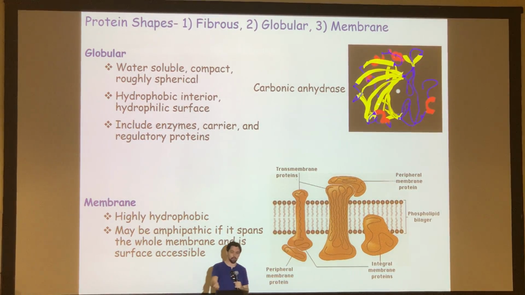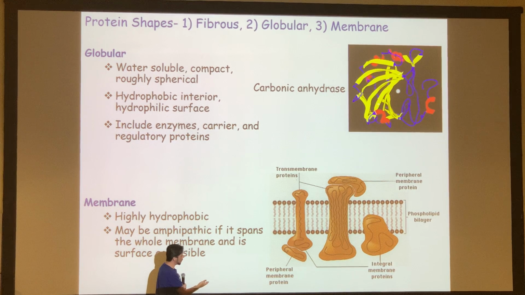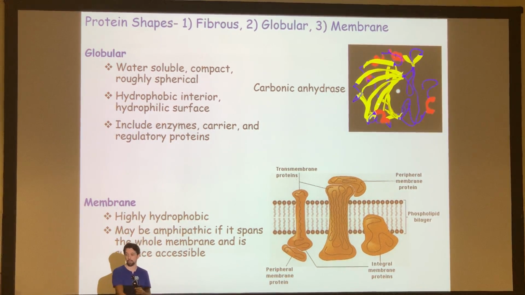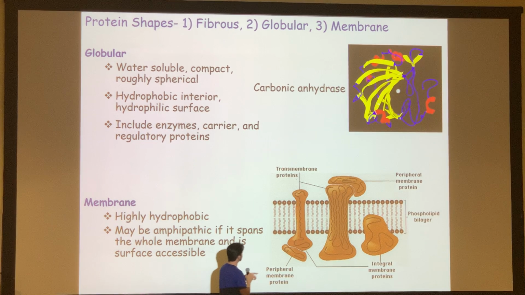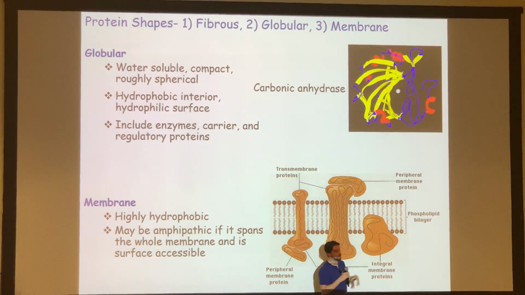They don't have to go all the way across. Maybe they're more important to the band and they go all the way across. Those are transmembrane proteins. But they're also still integral. So those three, this one, this one, are all integral membrane proteins. Right? They're in the band.